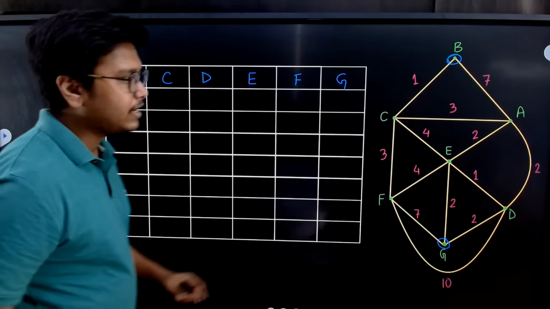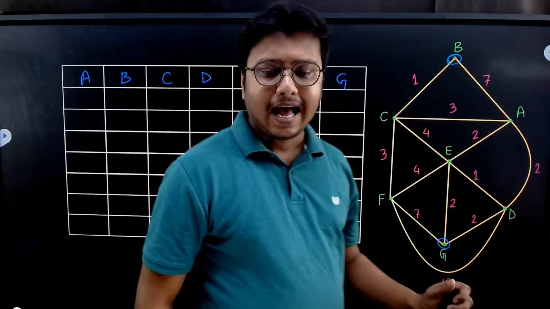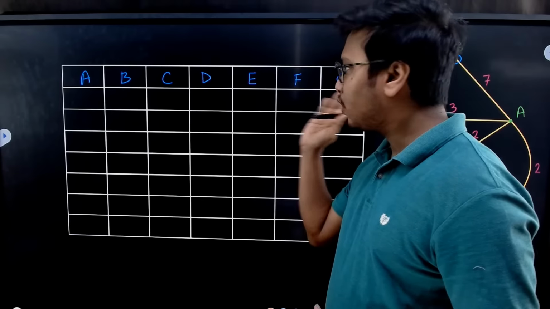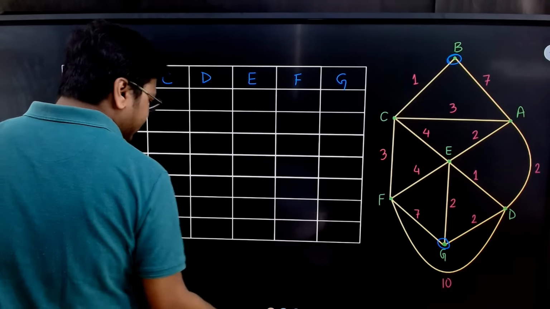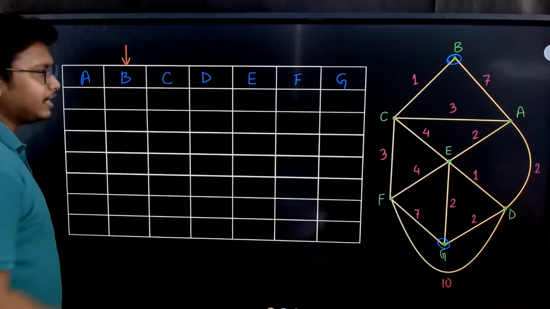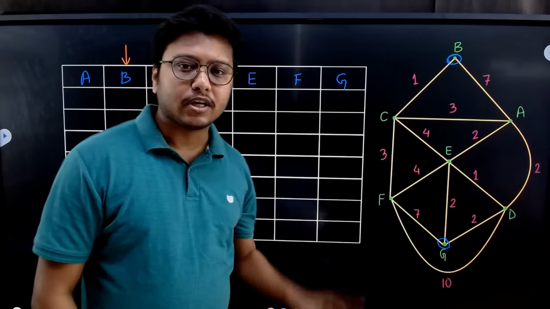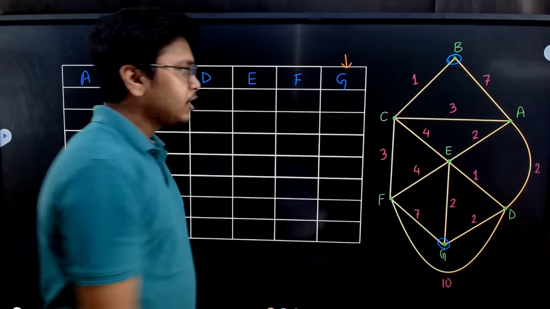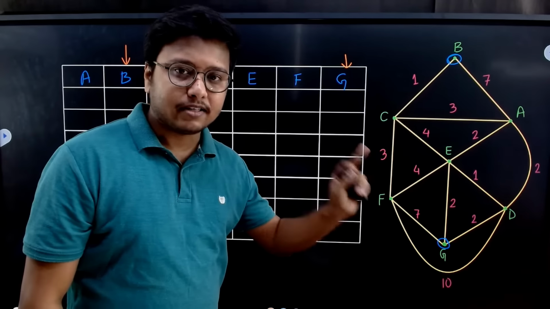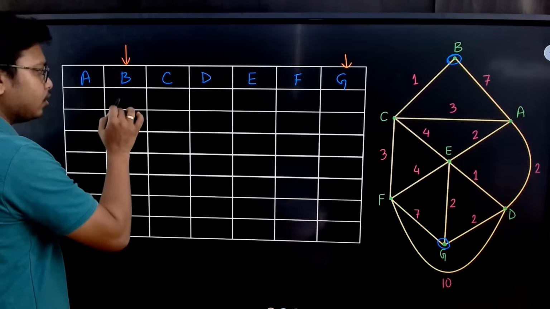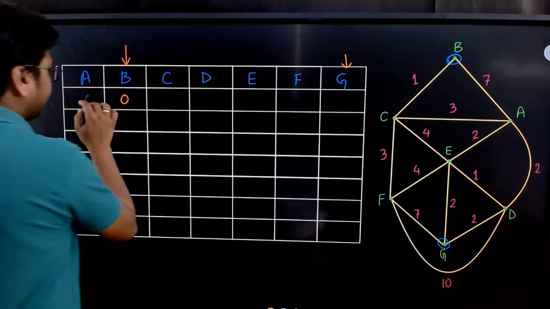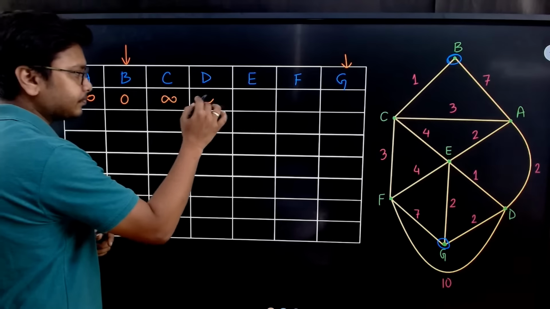So I can see I have vertices named from A to G and I have named them accordingly over here. Okay, now we are starting from the vertex B and we need to reach the vertex G. So from wherever we are starting, the starting point is B, we are going to allocate the value 0 and the remaining vertices we are going to assign infinity.